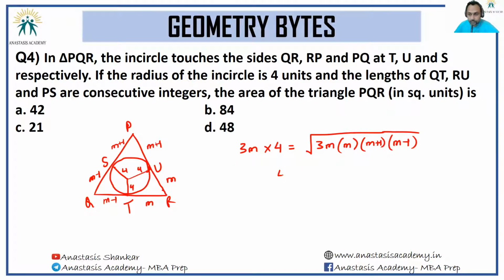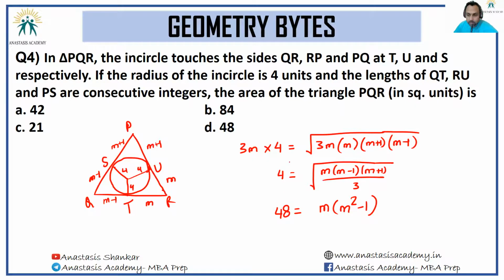This is what we have got. So 4 is equal to, let me take it to this side, under root of m into m minus 1 into m plus 1 whole thing by 3 is equal to 4. So 48 is equal to m into m square minus 1. Oh, 3m had gone here. So 48m is equal to this much. M and m cancelled. So now we get 48 is equal to m square minus 1. M is equal to 7.